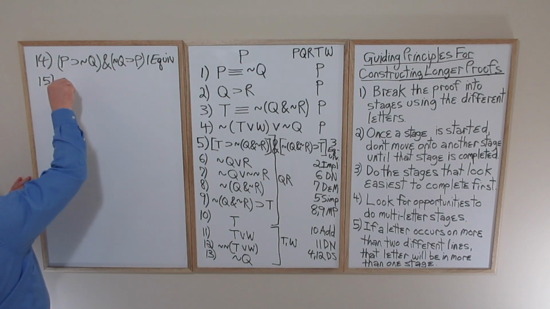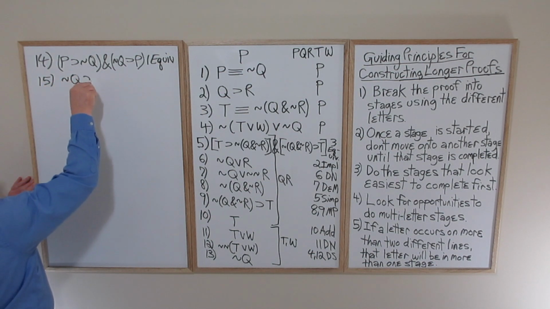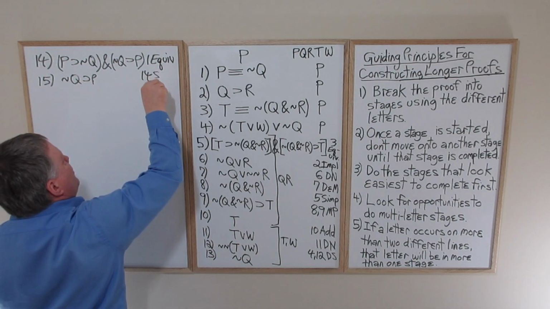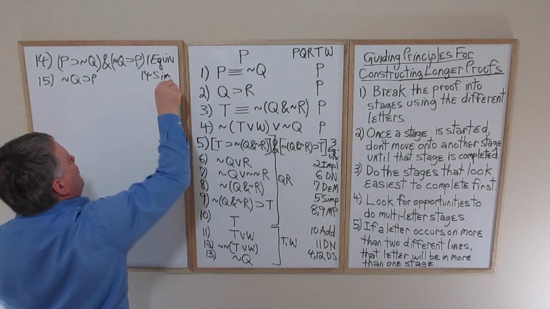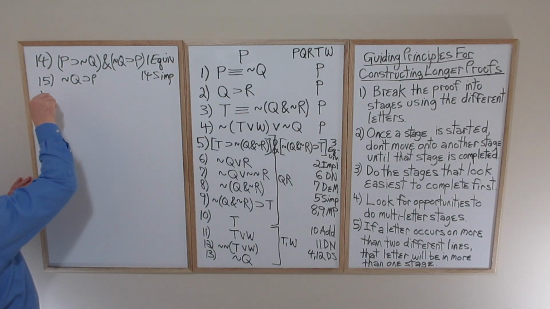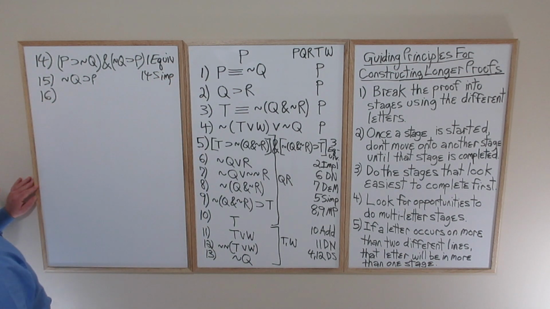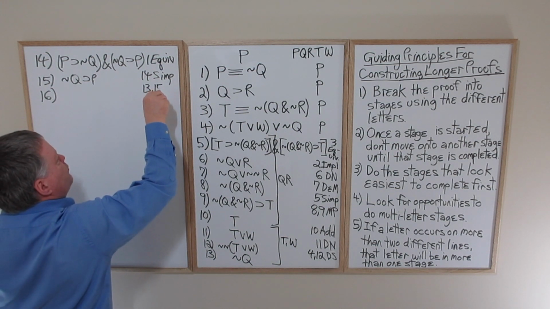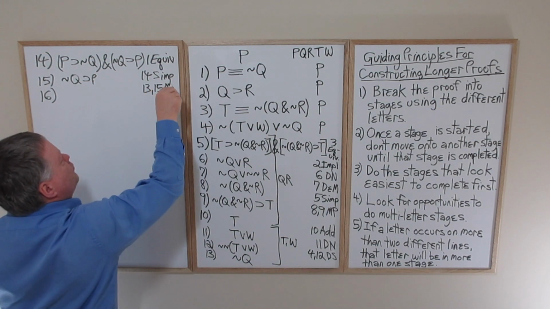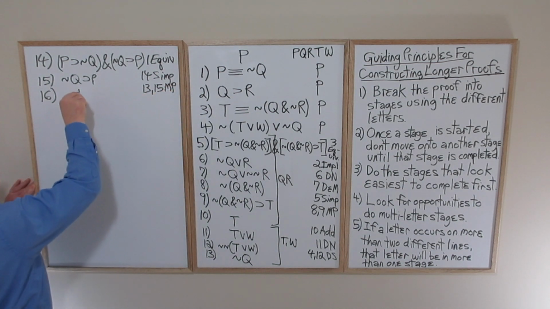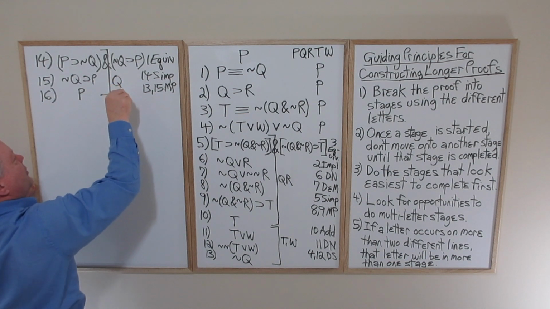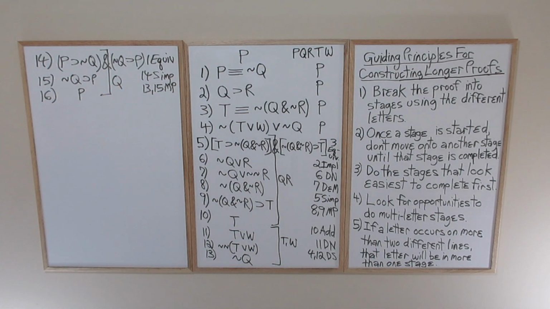we snap off tilde Q horseshoe P, 14 simp, and finally 13, 15. Modus ponens gives us P. So there's our second Q stage.